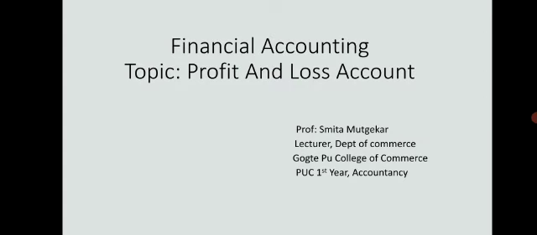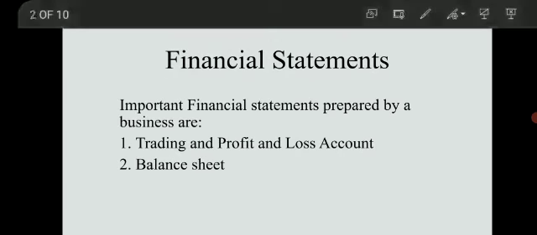Now, in the first chapter, I explained the process of accounting, and there I told that the process of accounting starts with recording the transactions in the books of original entry, that is in the journal, and after that we post it into the ledger, and from the ledger accounts we prepare the trial balance, and from the trial balance we prepare the important financial statements of any business. They are trading and profit and loss account and balance sheet.